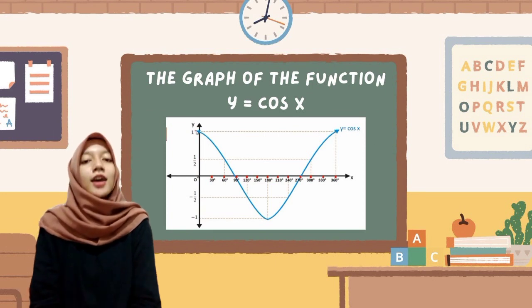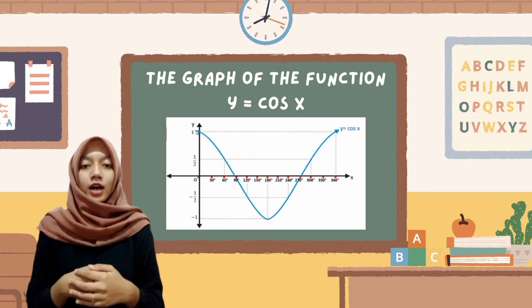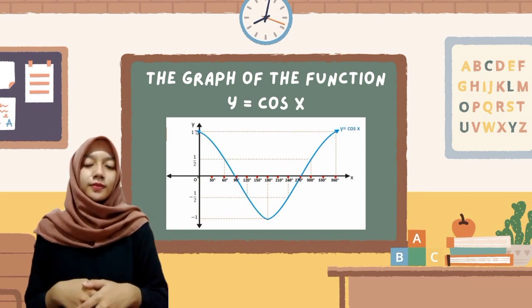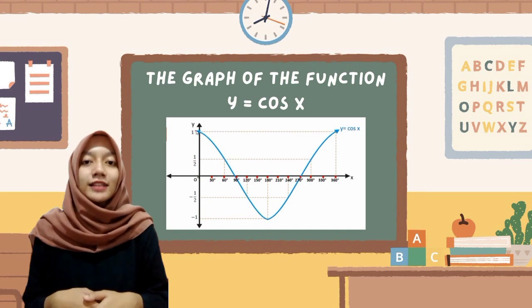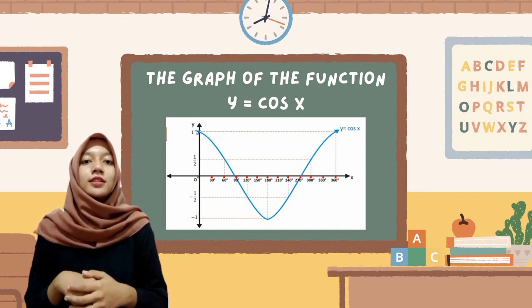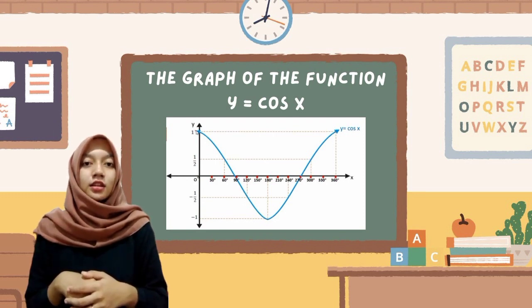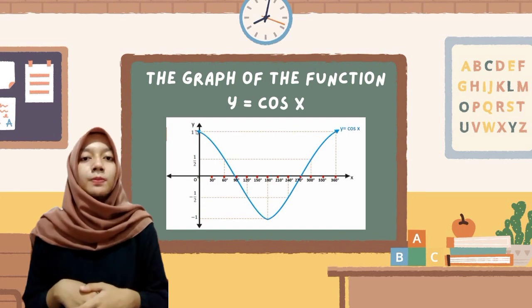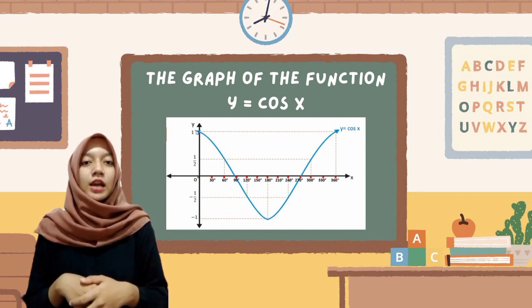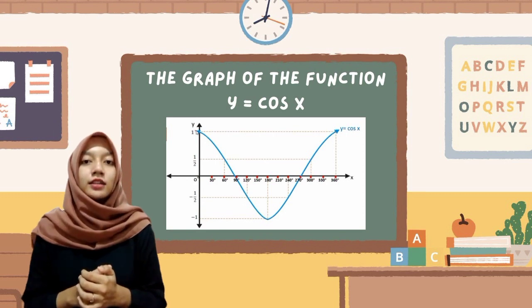And then, this is the graph of the trigonometry function y equals cos x. Cosine starts at the top, whereas sine starts at the origin. So, that's one period of the cosine wave. It can continue going on forever.